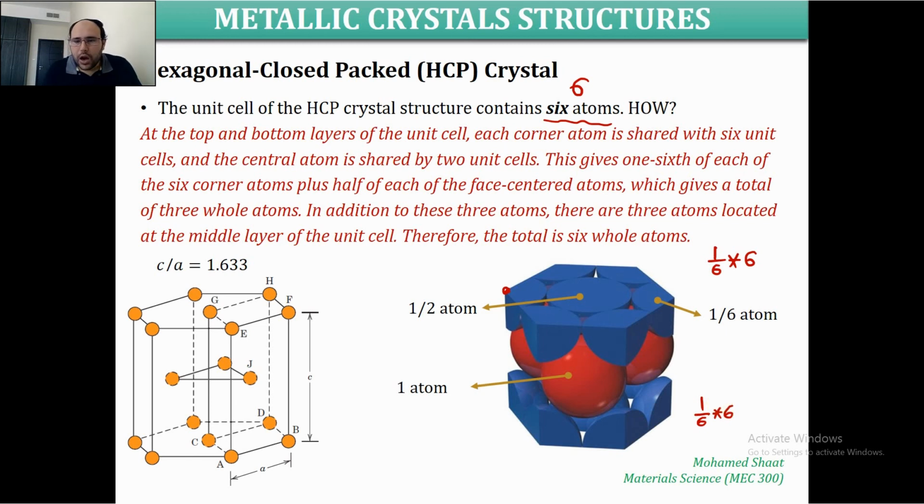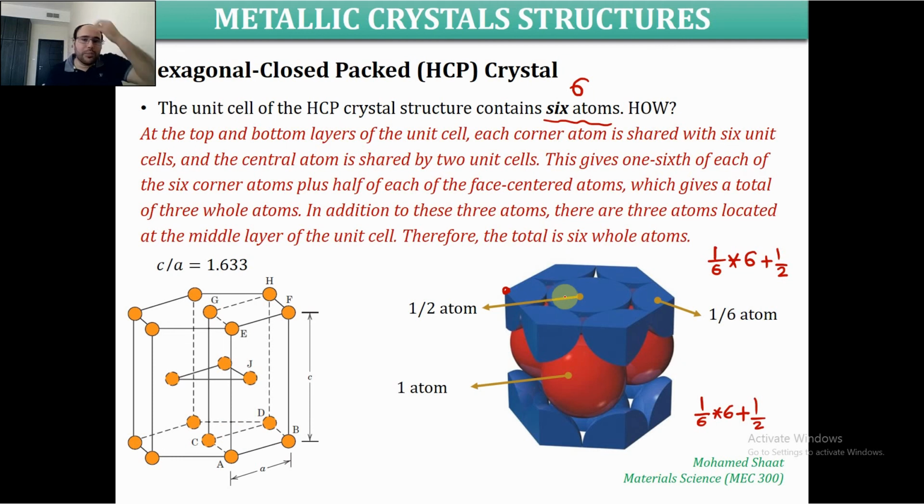In addition, over the top and lower surface, there is an atom located at the center of that face. This atom will be shared by only 2 unit cells. It means that every unit cell is going to take a half of it. So 1/2 of the atom will be for just 1 unit cell. So it is 1/2 on the top and another 1/2 on the bottom.